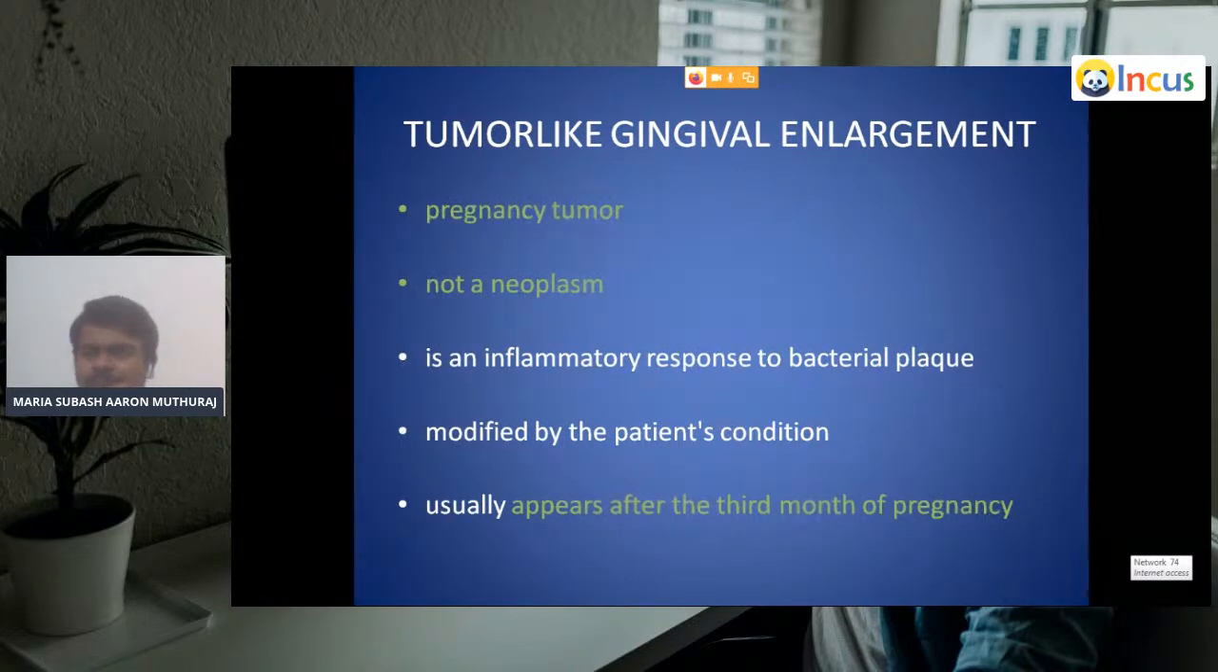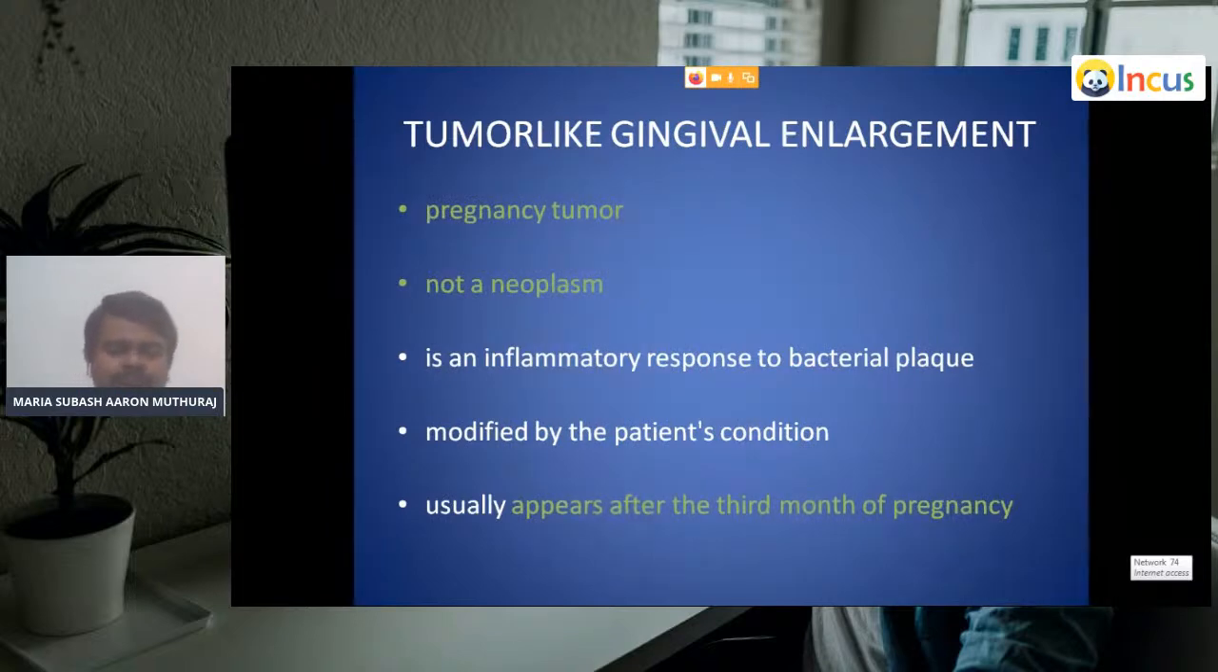It is not a neoplasm. It is just an inflammatory response to bacterial plaque, and it is modified by the patient's condition. Only the hormonal condition modifies the inflammatory response to the bacterial plaque.